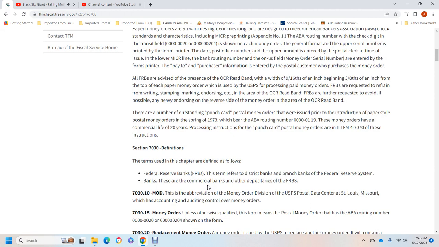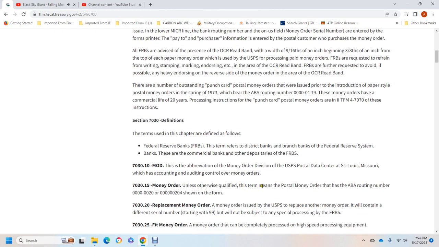Section 7030, definition of terms. The terms defined here are used in filing with the Federal Reserve Bank. District bank: the branch banks within the Federal Reserve System. Banks: the commercial banks and depositories of the Federal Reserve Bank System. MOD is the abbreviation for Money Order Division, U.S. Postal Service, Postal Data Center in St. Louis, Missouri, which accounts for and has auditing control over the money orders. Otherwise qualified, the term means postal money orders with the ABA routing number shown on the form. Replacement money order: a money order of the USPS replaced with another money order, containing a different serial number.